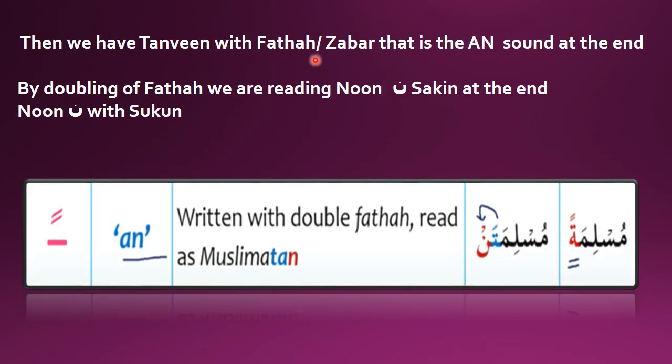Then we have tanween with fatha, zabar, that is an sound at the end. By doubling of fatha, we are reading noon sakin at the end, noon with sukoon. Muslimatan, and when you pronounce it, it is read as noon sakin at the end. You can see over here, muslimatan.